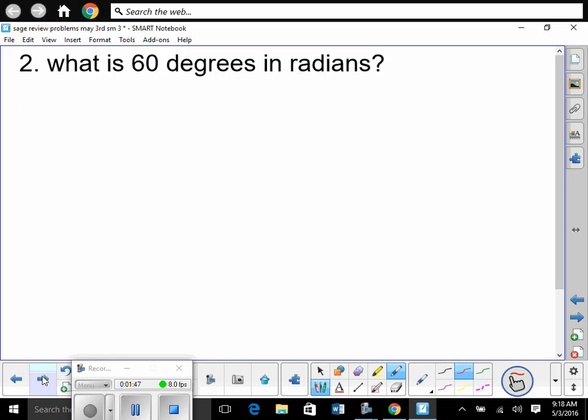It says, what is 60 degrees in radians? This would be such an easy problem that if you missed it on your final exam, I've seen this on a few people's final exam. It is such an easy one. If you miss it, you are just a blasted idiot. So what is 60 degrees in radians?